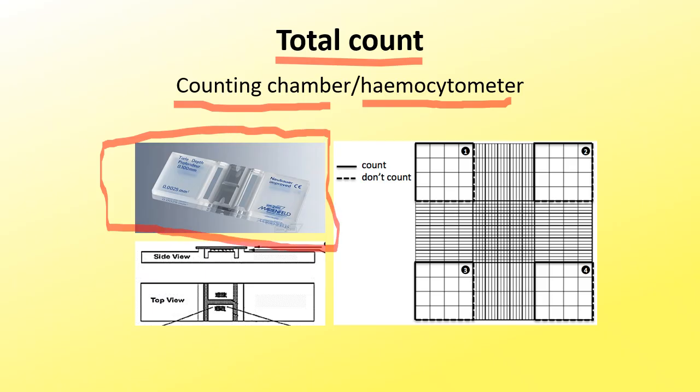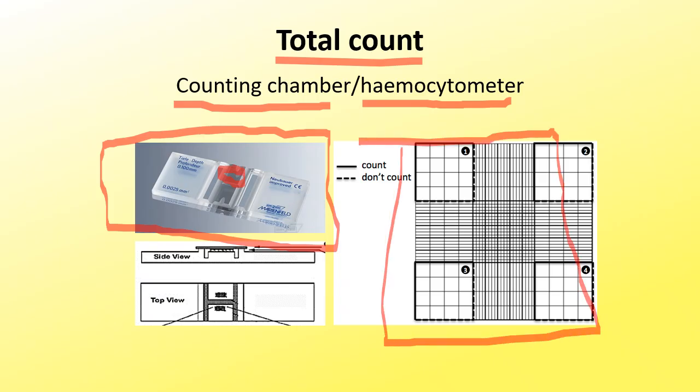It is usually made of glass. When you look under the microscope at this area, you're going to obtain something like this. You'll see a lot of squares. The important areas are these 1, 2, 3, 4. These are the areas taken into consideration for the bacterial cell count.